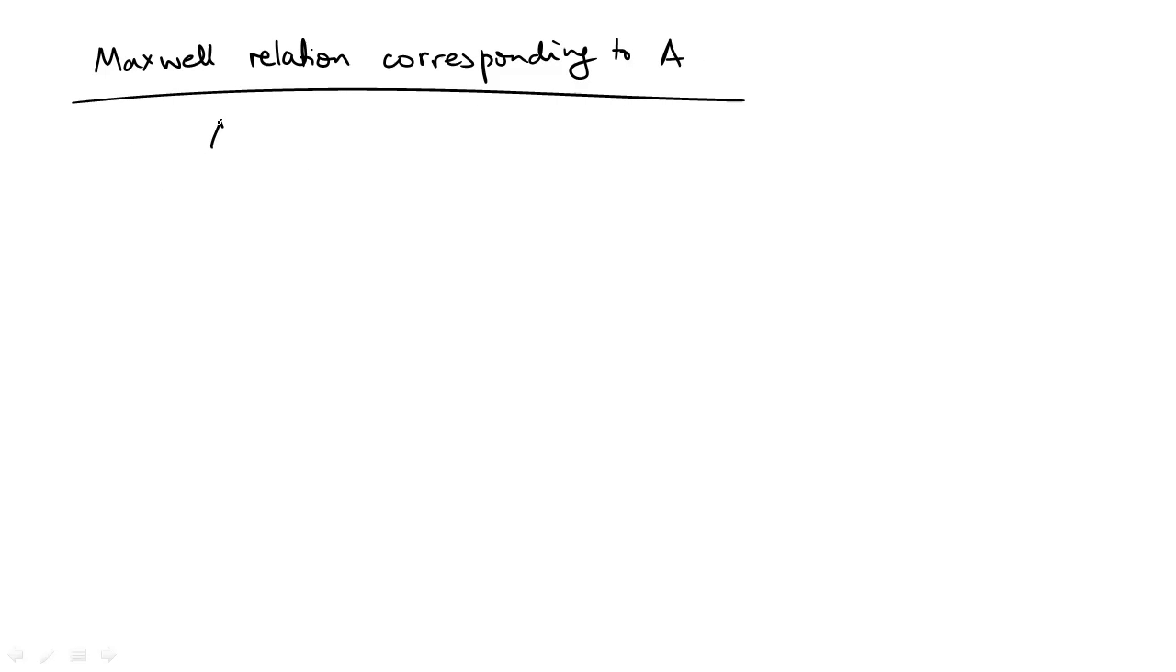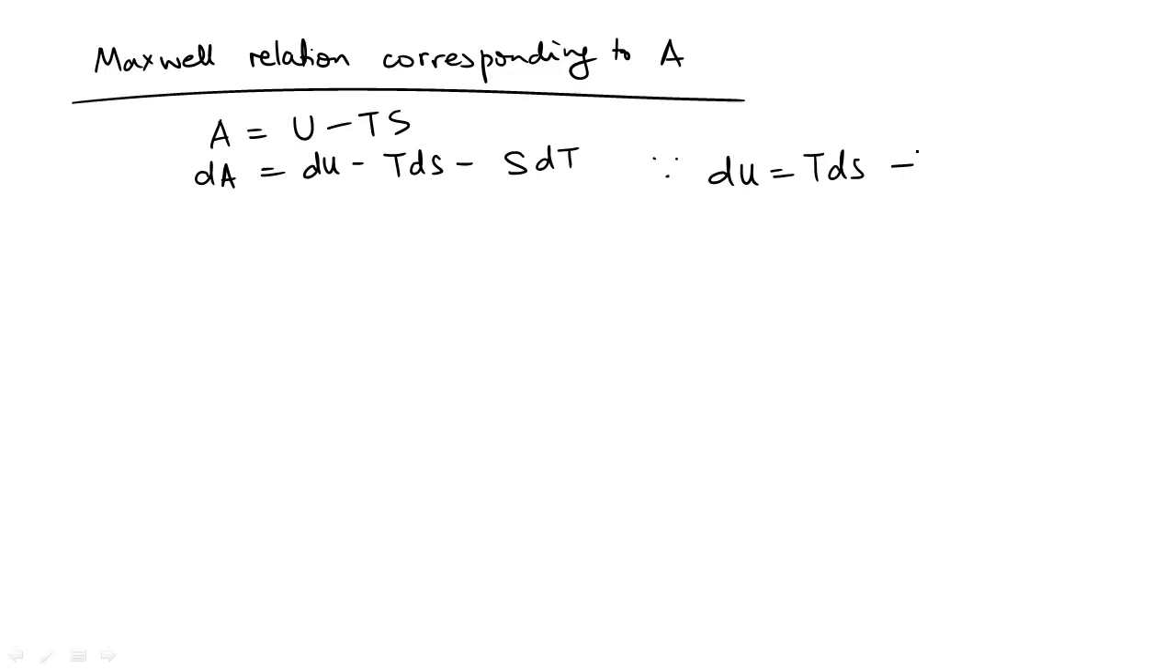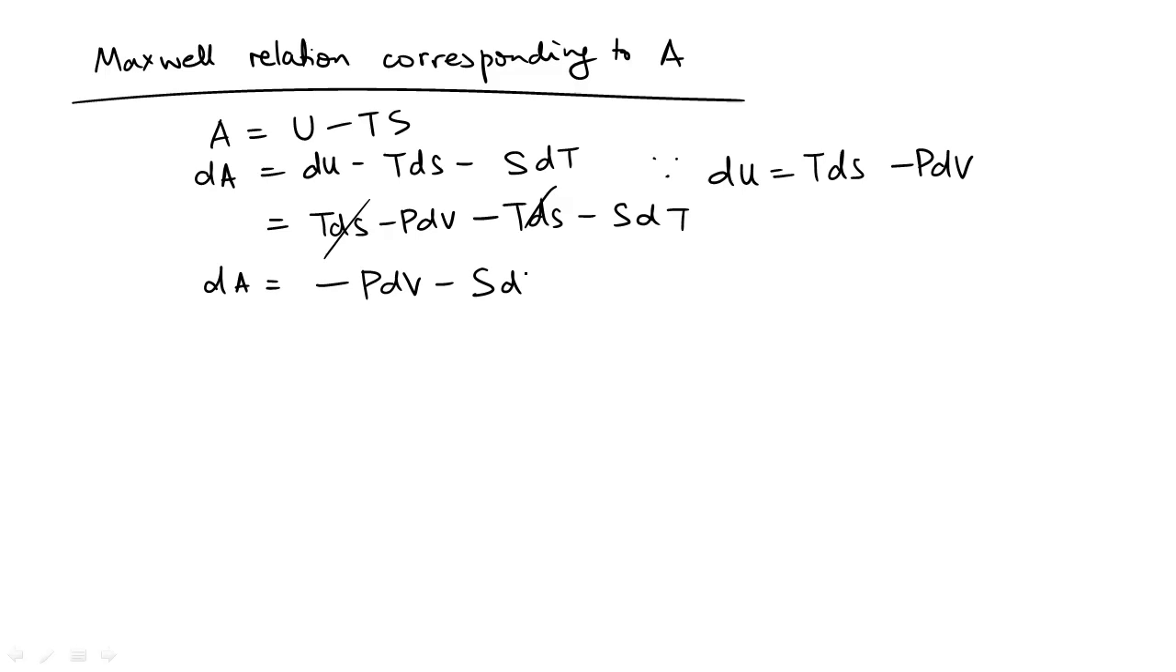We start with the definition of A. A is equal to U minus TS, and dA is equal to dU minus T dS minus S dT. Again, using the fundamental equation, dU is equal to T dS minus P dV. So dA is equal to T dS minus P dV minus T dS minus S dT. Cancelling these, dA is equal to minus P dV minus S dT.